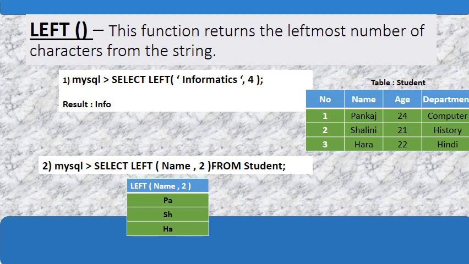And the second example refers to the given table student. Select left(name, 2) from student. This query is for displaying the first 2 characters from all the 3 names. So the first name is Pankaj, the first 2 characters are PA. So PA will be the output for the first name. Likewise SH for the second name and HA for Hara. Please check the output.